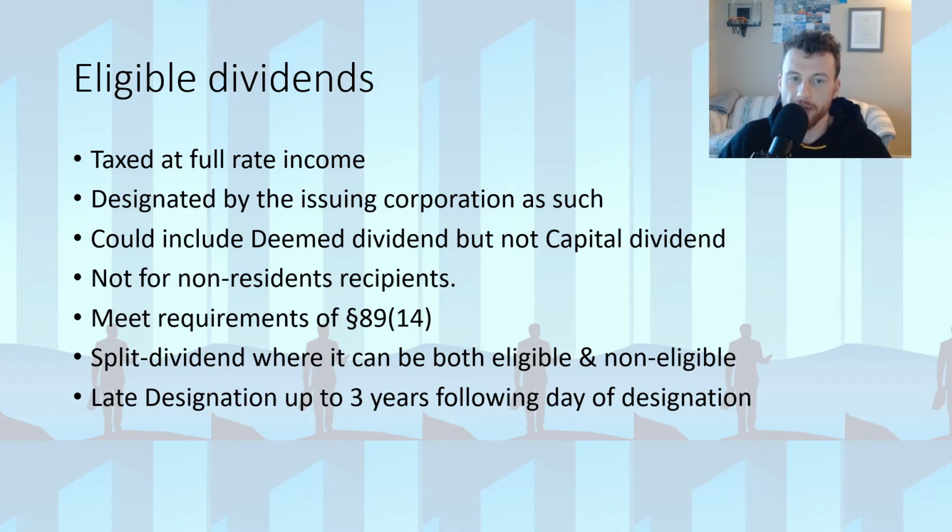You never used to be able to do this before 2012 in Canada, but you can split your dividend where there is an eligible and a non-eligible dividend component, which makes things a little simpler. And if you reassess your taxes, or you want to create some tax planning, you can elect a late designation of up to 3 years after the first payment was made to change it from an eligible dividend to a non-eligible dividend, or vice versa.